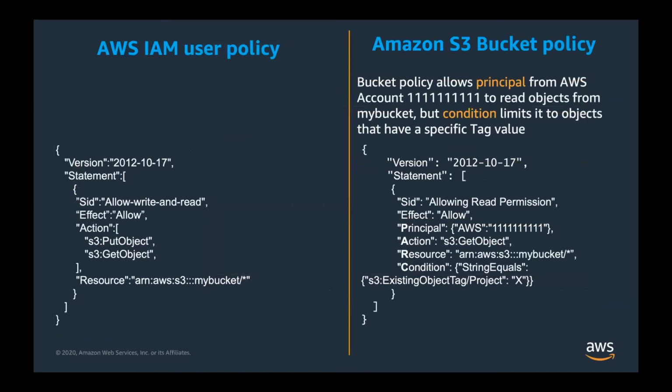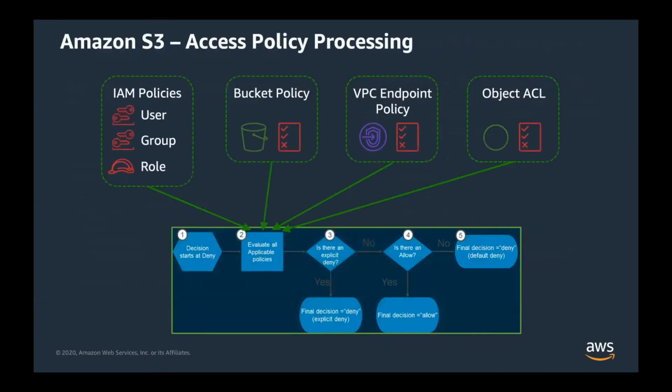So you still have the effect, principal, action, resource, and condition. But you are able to use those same conditions in a bucket policy as well, and limit access based on the conditions and specific tag values that you're looking for. So you have these different ways that you can potentially apply access controls to both S3 buckets and objects within them, and to how users are able to access these resources.